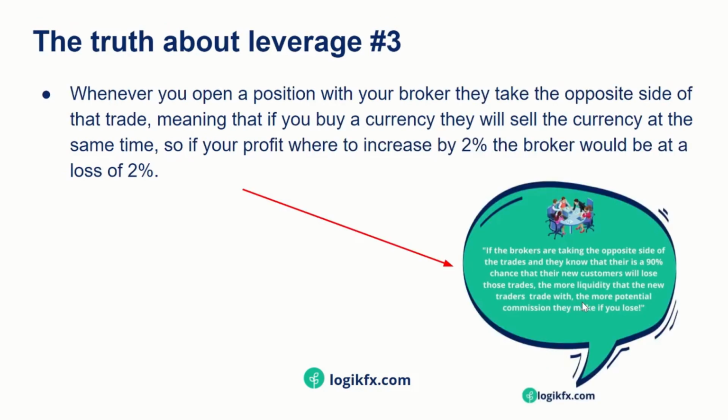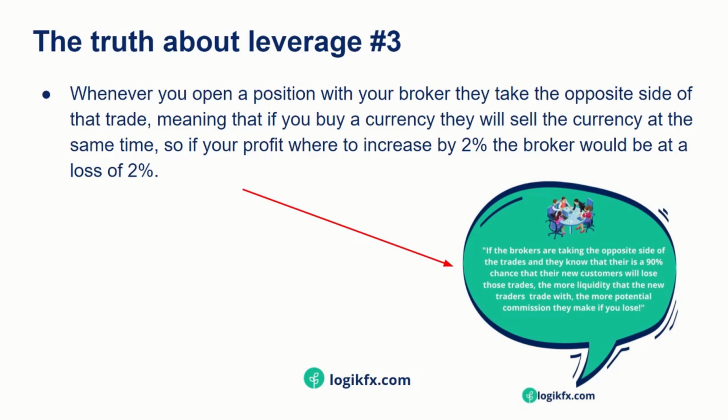Now, whenever you open a position with your broker, they take the opposite side of the trade, meaning that if you buy a currency, they will sell the currency at the same time. So your profit will increase. If your profit increases by 2%, your broker will be at a loss of 2%. So do you see what I'm talking about now?